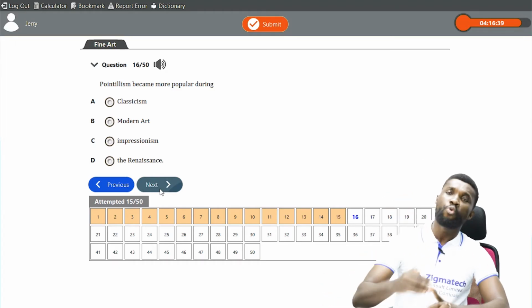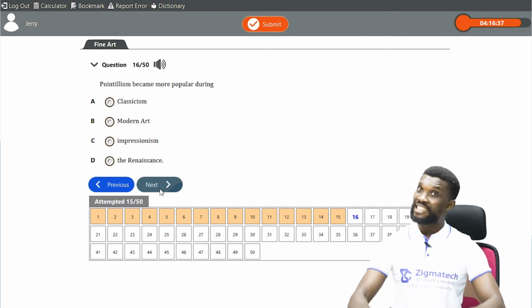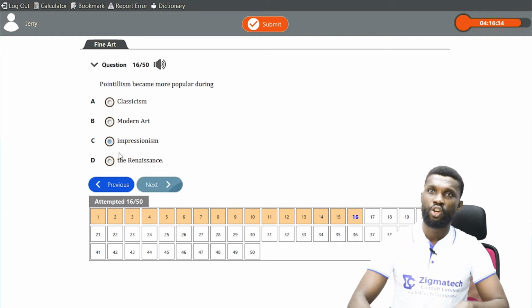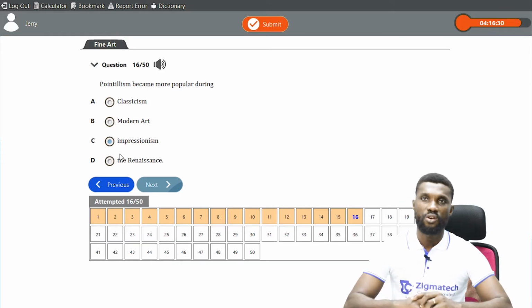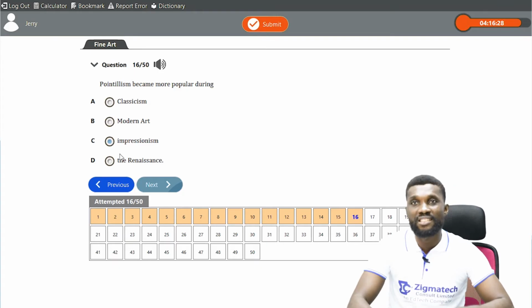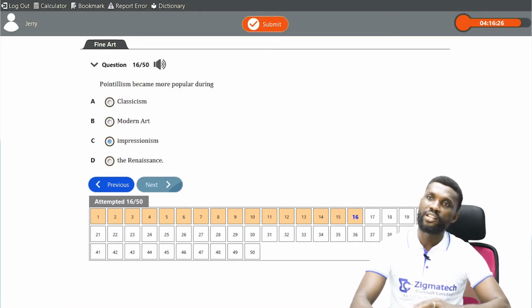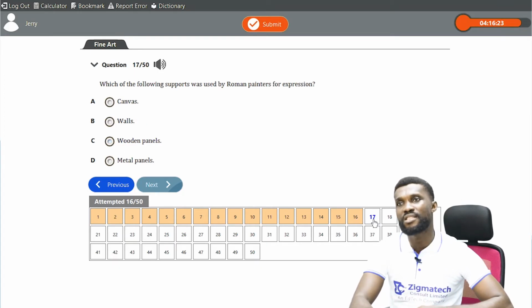Now among all these, which one do you think pointillism falls in? Now the answer is what? C, which is what? The impressionism. That is where the pointillism falls under. So therefore, our answer is what? C. All right, now let's look at question number 17.